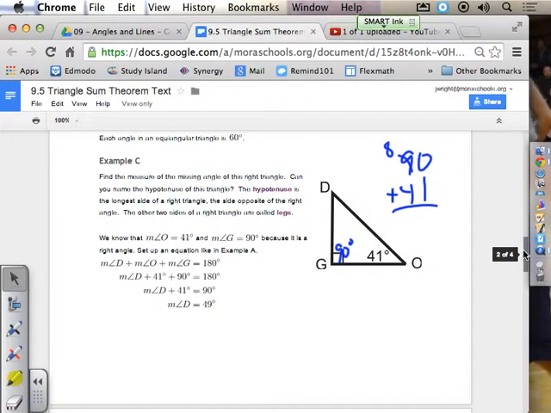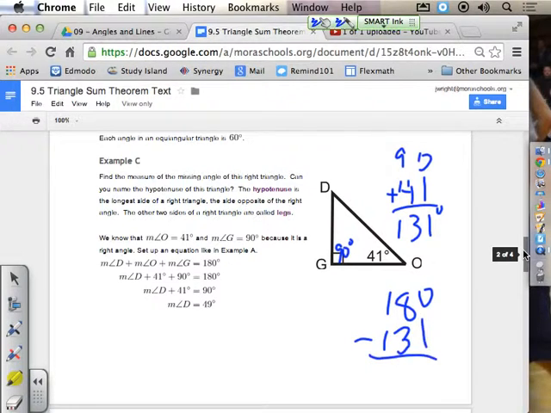Wait a second, what am I doing? I started subtracting. I've been doing so much subtracting. 90 plus 41, 131. I know that a triangle has 180 degrees in it. To find the measure of angle D, borrow, now I do my borrowing, 49 degrees. Okay? Yes, it does talk a little bit about a hypotenuse right there, which we talked about yesterday, and legs, which we talked about yesterday. All right.